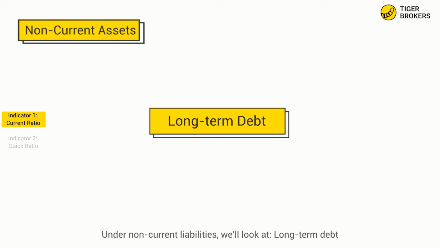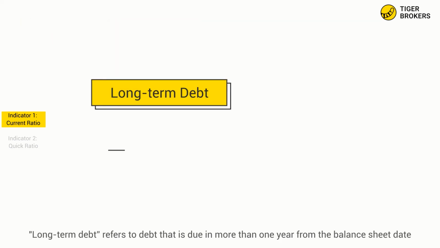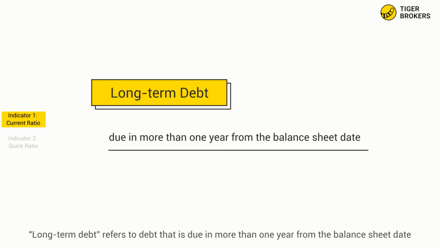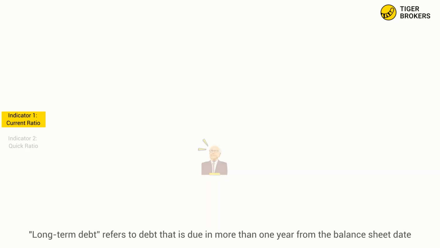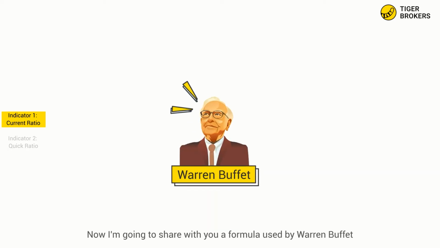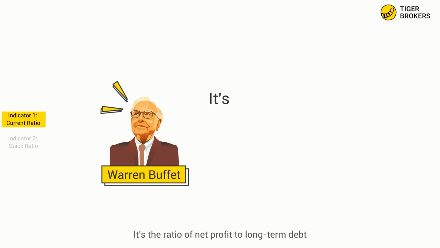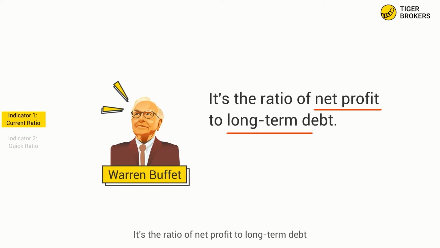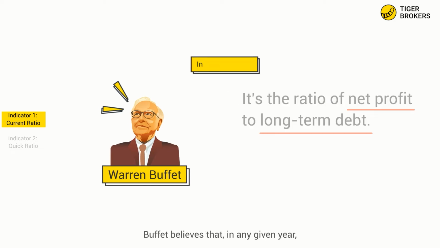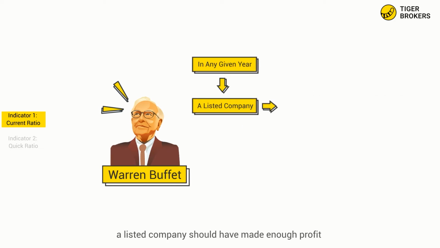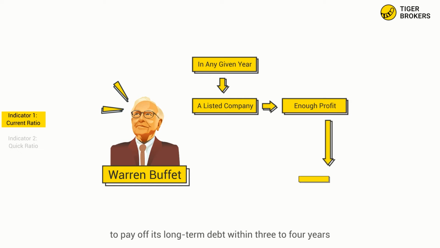Under non-current liabilities, we'll look at long-term debt. Long-term debt refers to debt that is due in more than 1 year from the balance sheet date. Now I'm going to share with you a formula used by Warren Buffett. It's the ratio of net profit to long-term debt. Buffett believes that, in any given year, a listed company should have made enough profit to pay off its long-term debt within 3 to 4 years.